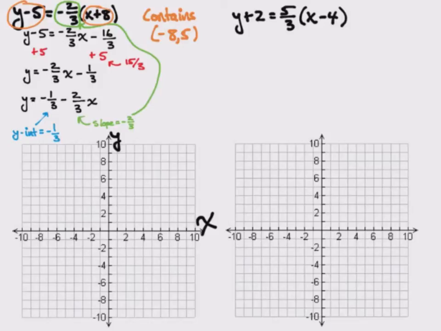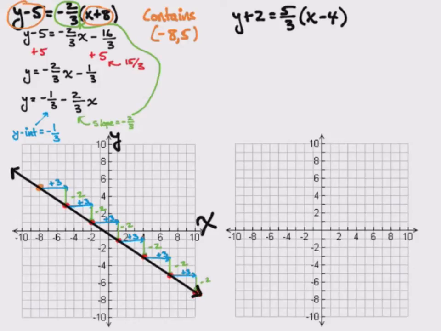And once we know that, we can just graph our point -8, 5, and then use our slope of -2/3 to count out 3 units to the right and 2 units down, and 3 units to the right and 2 units down, of course going in both directions, and we'll be able to piece together our graph in exactly the same way we always have. It's just that the point we're starting at isn't our y-intercept, it's just this random point, -8, 5.